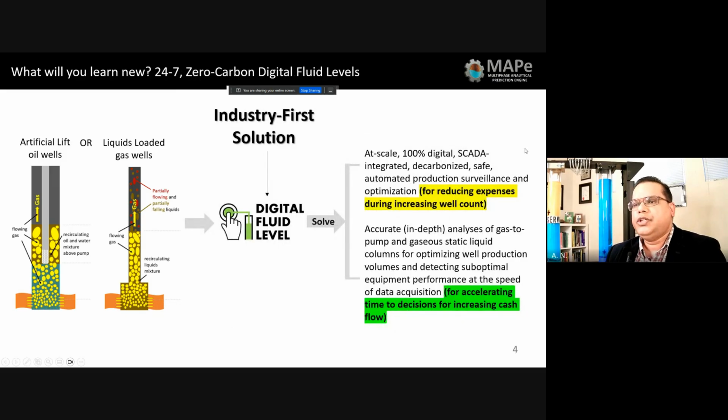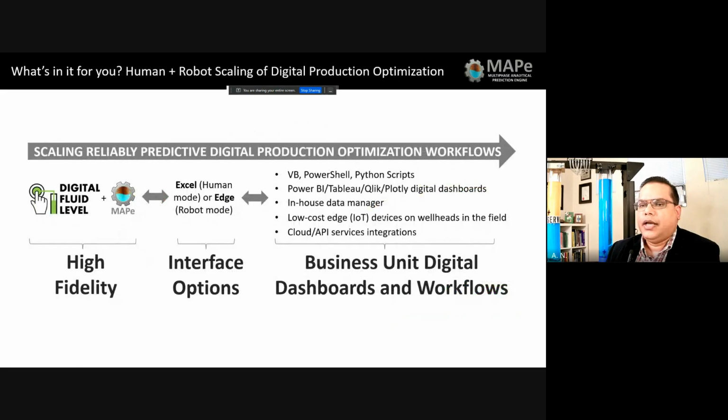So what you will learn new today is all about this whole capability, this digital fluid level capability. It is something that's not only useful for optimizing well production, but you can actually use it for detecting and diagnosing suboptimal equipment performance, as well as designing your equipment differently, right? And with this digital fluid level, which is one capability in combination with the bigger analytical simulation capability, we now have high fidelity simulations at the speed of milliseconds, right? Which is again something that's new and something that's never been done before. And that's what's in it for you.